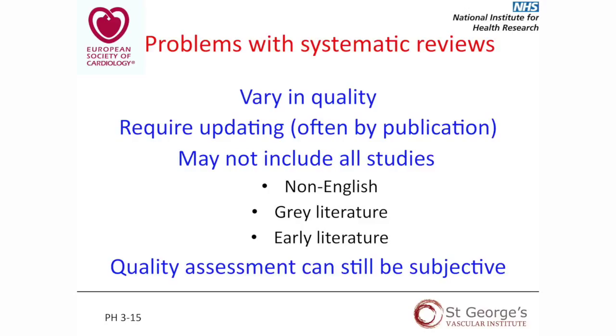Many reviews fail to include all studies. That's because they're not in English, for example, or not in your native tongue. They don't search the grey literature adequately, and they miss out any early literature, sometimes deliberately, sometimes because it's hard to find. And any quality assessment can still be subjective. So we need to get around all of these problems if we're going to make a proper systematic review that is objective.